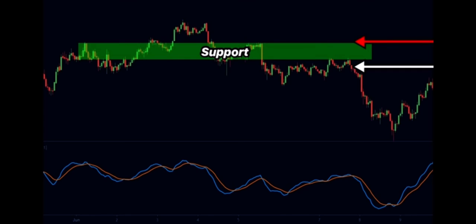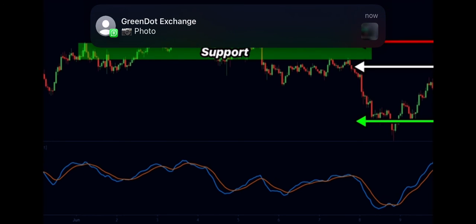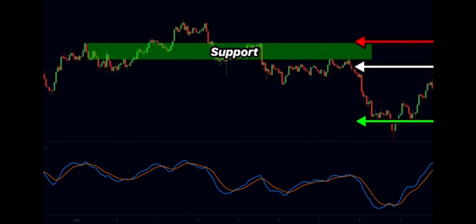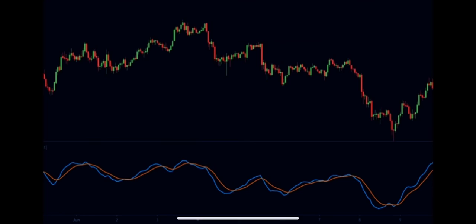We can keep our stop loss above the resistance level, and we can place our targets at 1.5:1 risk to reward ratio. So, the moving average and MACD are just an example. You can use different indicators and test them yourselves.